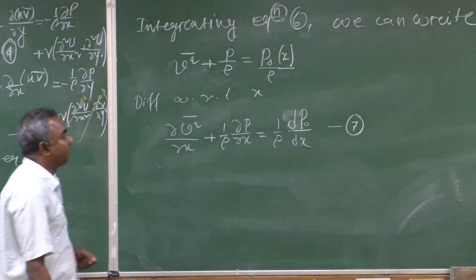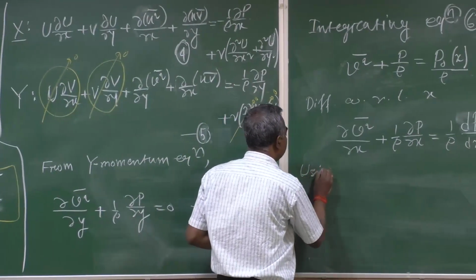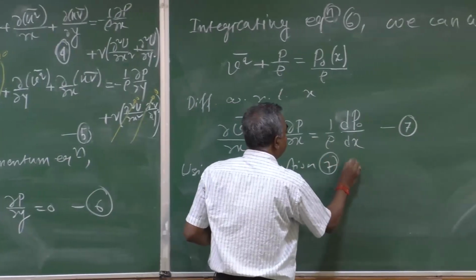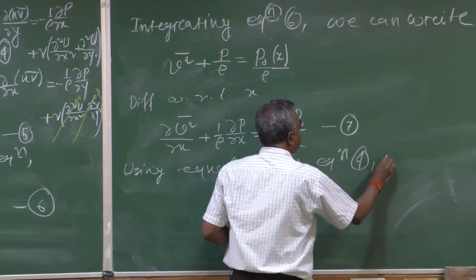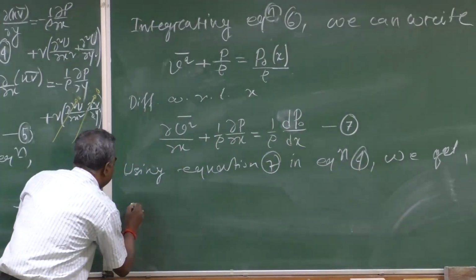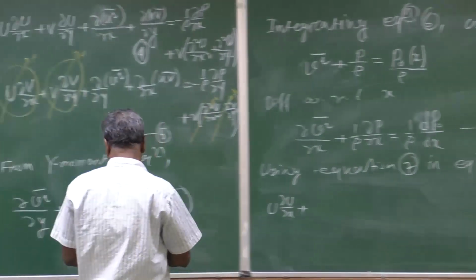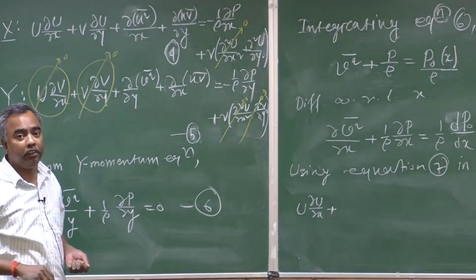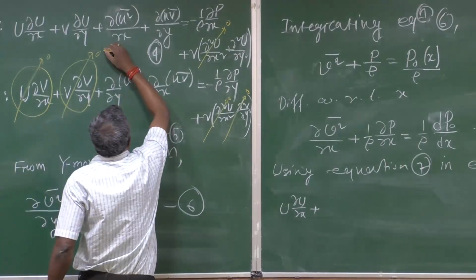So, using equation 7 in equation 4, we get what? We will be able to get u del x plus, one more point needs to be mentioned here: from the order of magnitude analysis, this term will be neglected in this equation, as well as the gradient of this.